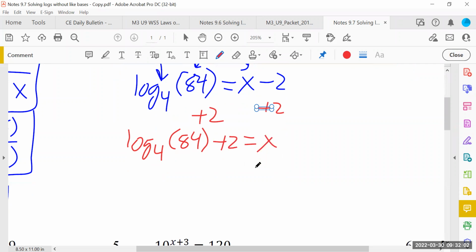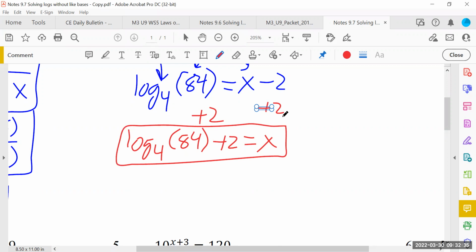Can I add the 2 to the 84? Is the 84 inside a log? This is not supposed to be a trick question. Is the 84 inside the log? It's in the parentheses, right? It's log base 4 of 84. That's one piece. The 2 is not inside the log. I cannot combine those. Fair enough.